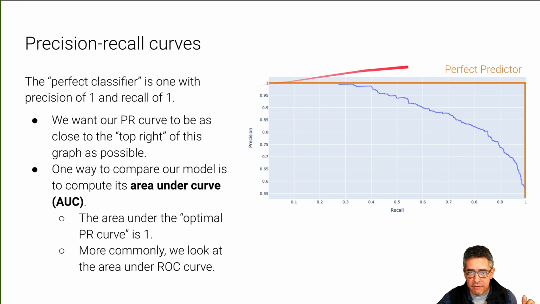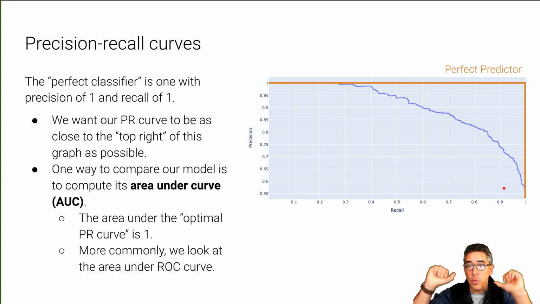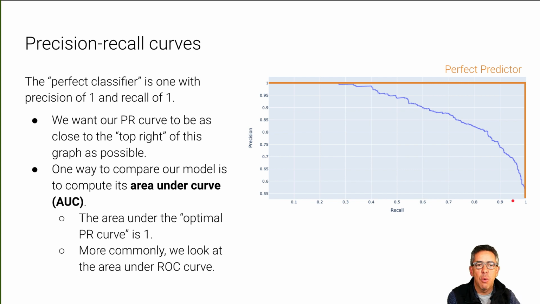The area of this region bounded by the orange curve is 1. This is really a square. It happens to be drawn on a picture that is rectangular in shape, but the vertical scale goes up to 1, the horizontal scale goes up to 1, from 0 to 1, 0 to 1. It's a square of area 1, which means that the closer the area under this curve gets to 1, the better our model will be in terms of its precision recall structure. So this is one quantity that we can look at: the area under this particular curve.